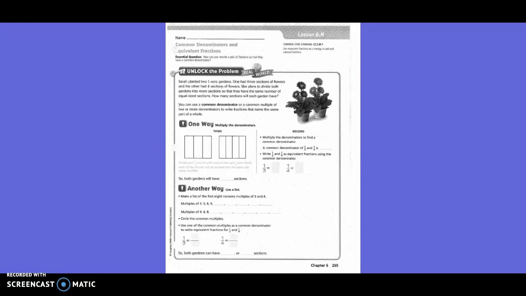You can use a common denominator or a common multiple of 2 or more denominators to write fractions that name the same part of a whole. Multiply the denominators. So we're going to divide each one of those 3 sections so we can get a total of 12 sections. So how many sections would we have to break each section into? Well, we need 12, so we would break each of the sections into 4s.